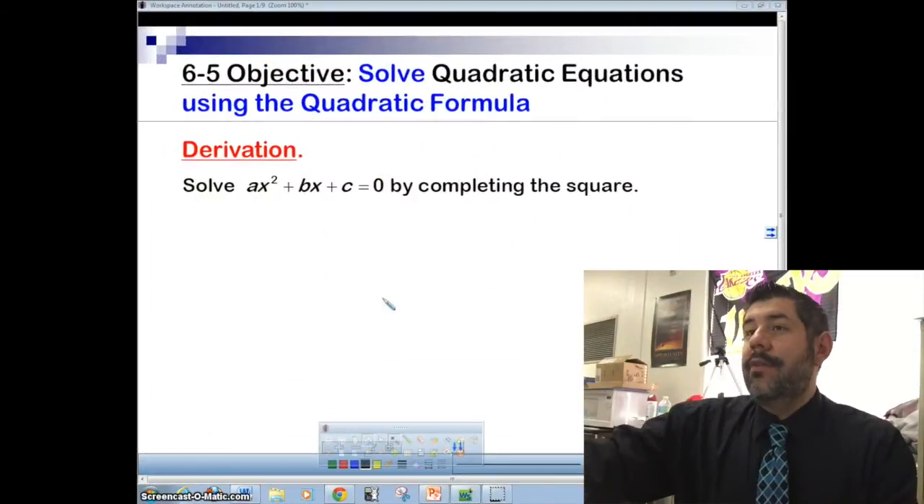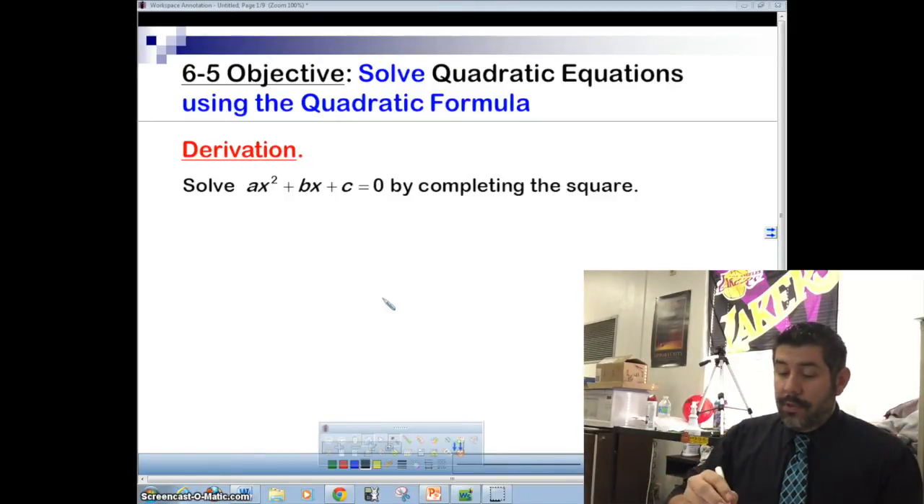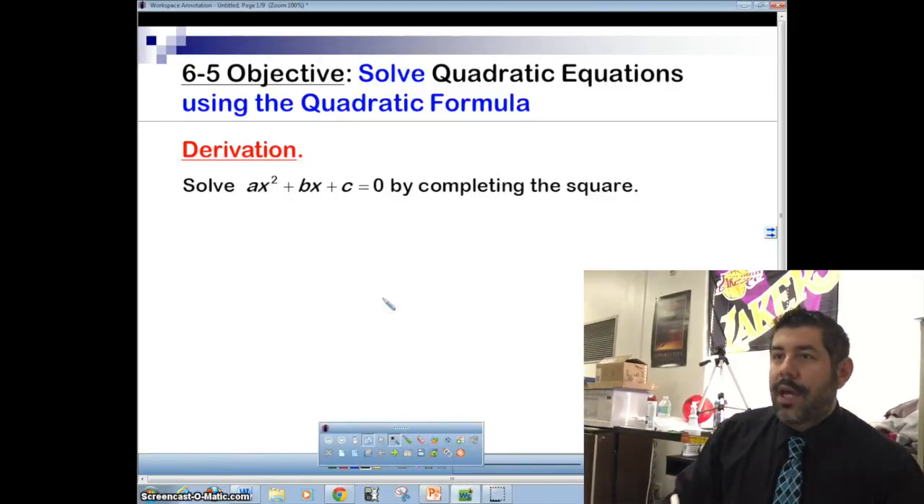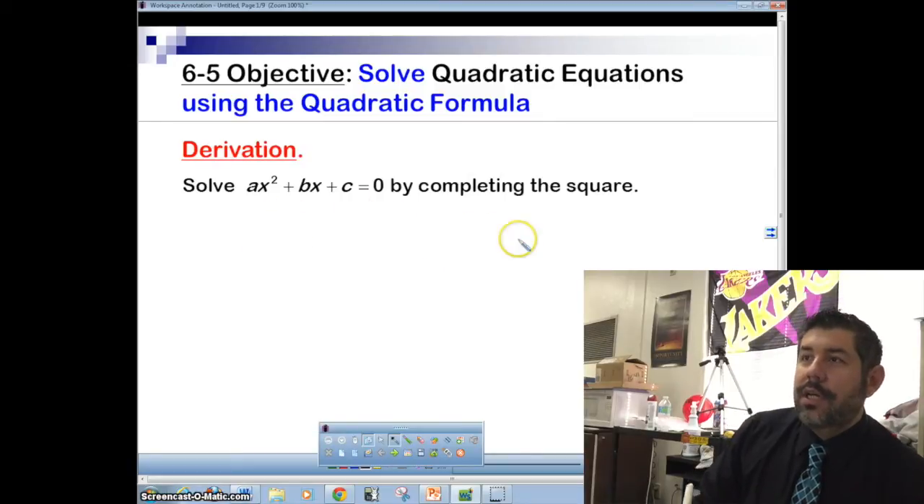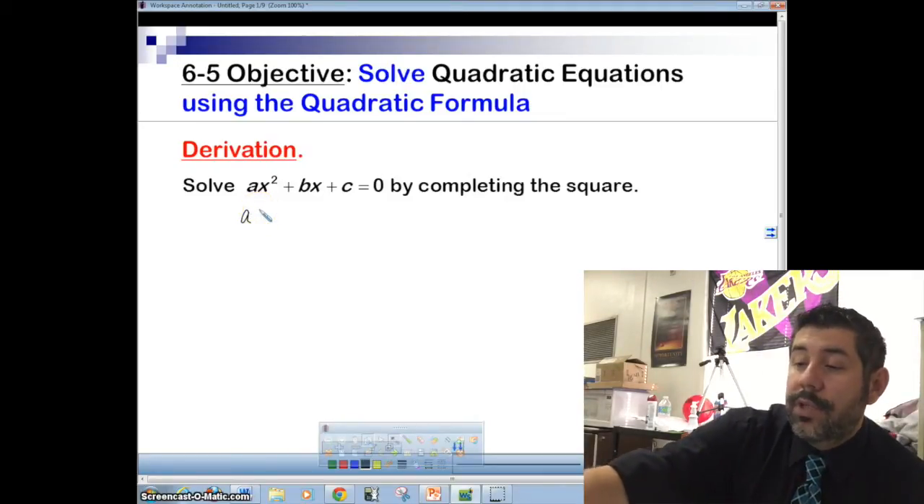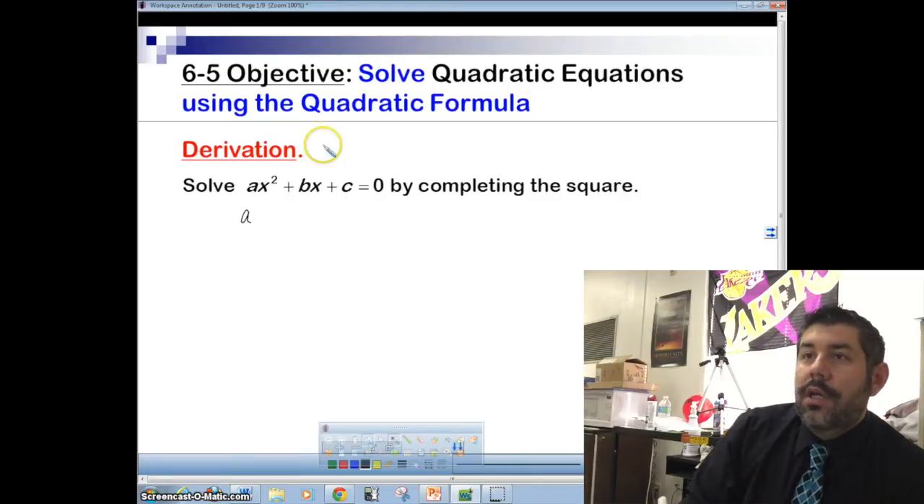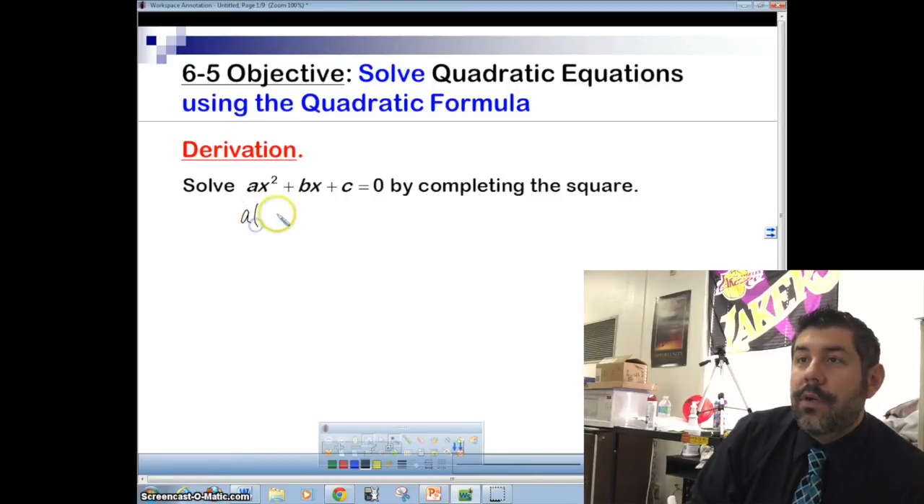All right, so up here I have the quadratic formula. Now we're going to derive the quadratic formula. Derive means that we're going to come up with it, and we're going to come up with it using completing the square. So we're going to take a, and I didn't really go over what we do with the a when we're completing the square in my last video. So let me show you what we do. We're going to factor out the a.